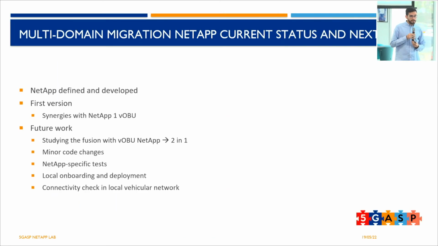And finally, in the context of 5GASP, we have the second NetApp. This NetApp is at a less evolved stage than the other one. We have designed and developed it, and we have tried local instantiation, but we still have some problems. We are trying to make it as synergized as possible with our first NetApp, the virtual OVU. At the end, as I said, this is an evolution of the first one, so we are working on that.